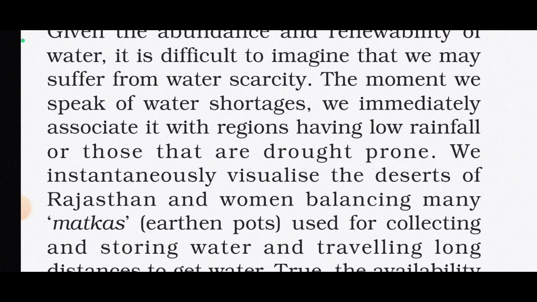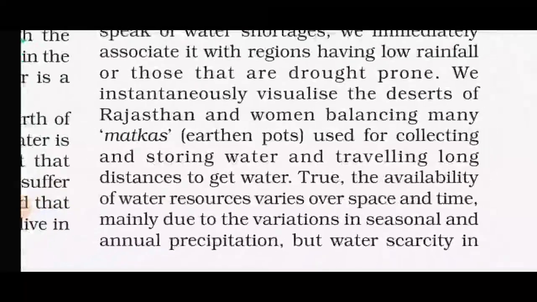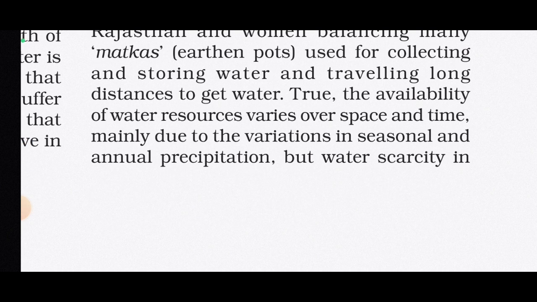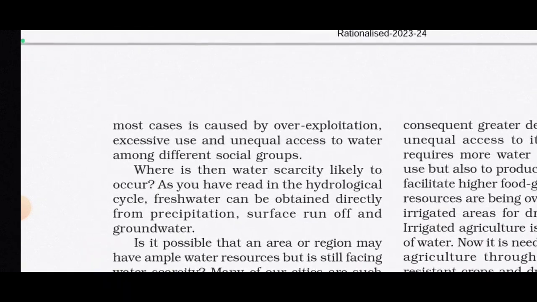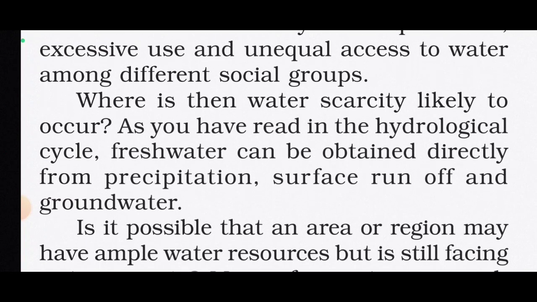We instantaneously visualize the deserts of Rajasthan and women balancing many matkas, earthen pots used for collecting and storing water, and traveling long distances to get water. True, the availability of water resources varies over space and time, mainly due to the variations in seasonal and annual precipitation. But water scarcity in most cases is caused by overexploitation, excessive use, and unequal access to water among different social groups.